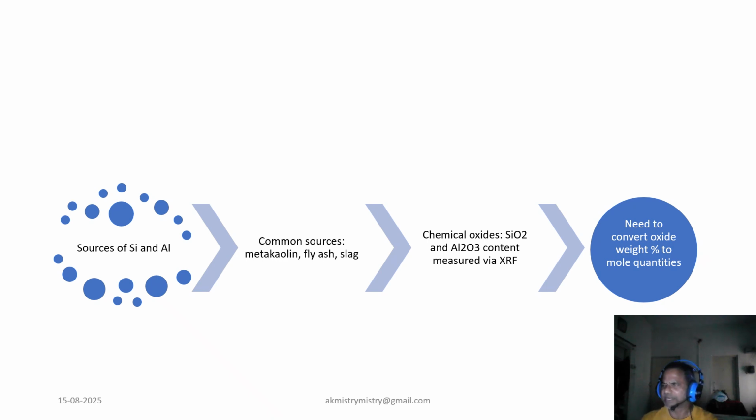Geopolymer raw materials like metakaolin, fly ash, or slag provide silica, SiO2, and alumina, Al2O3. To find the silica alumina ratio, we analyze their oxide content using techniques such as X-ray fluorescence, XRF, and convert these to mole quantities.